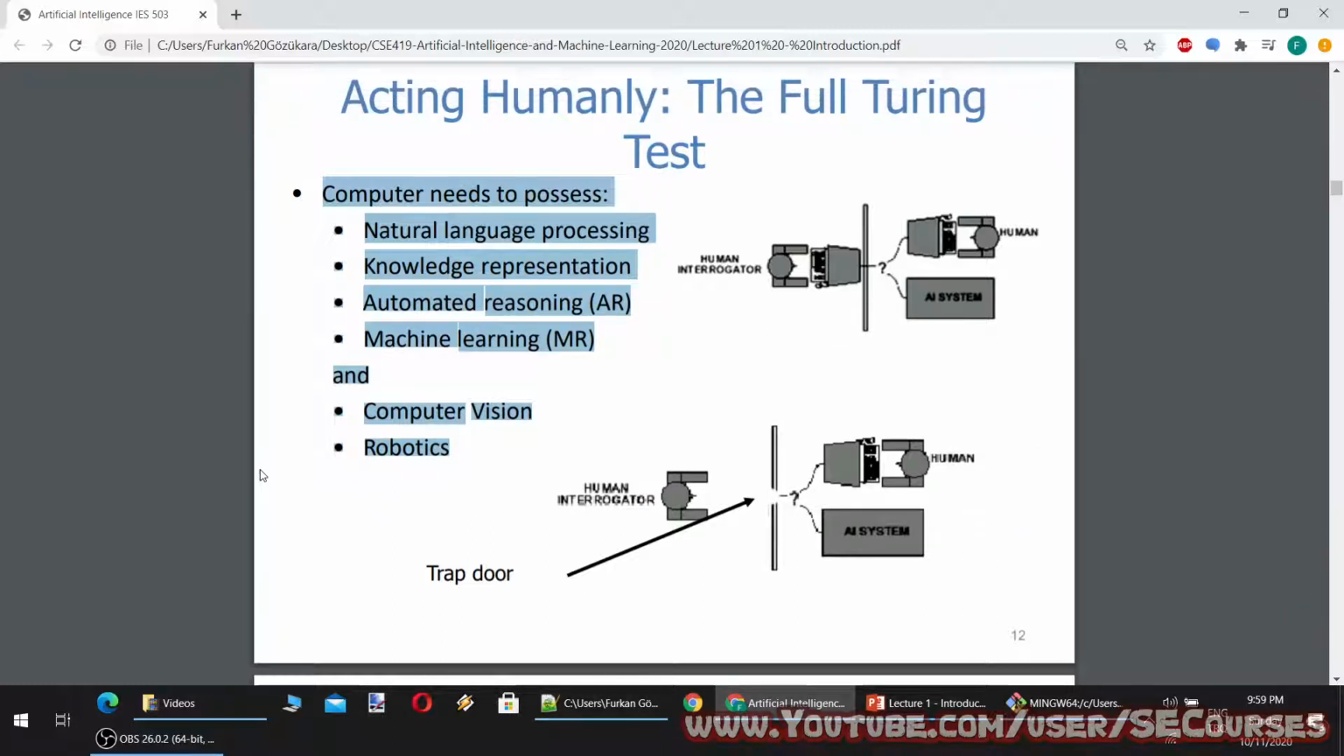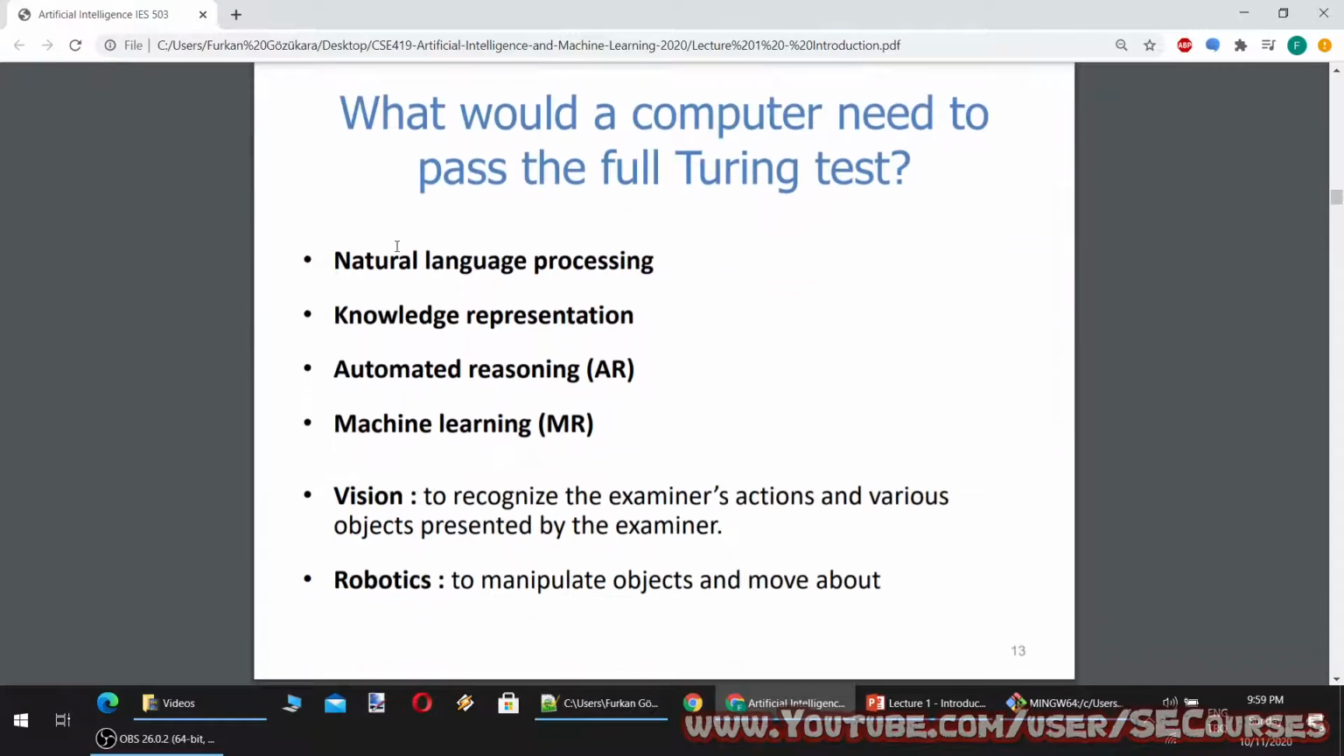The computer needs to possess natural language processing, knowledge representation, automated reasoning, machine learning, and computer vision and robotics. Computer vision and robotics would be required to do such physical tasks. The others are needed to just talk and answer, but these are needed to do physical tasks.